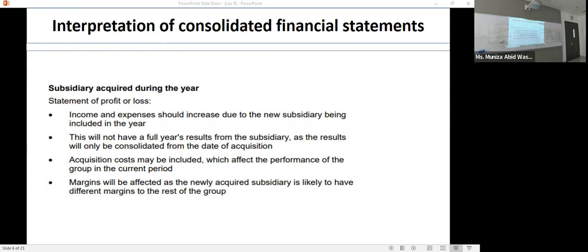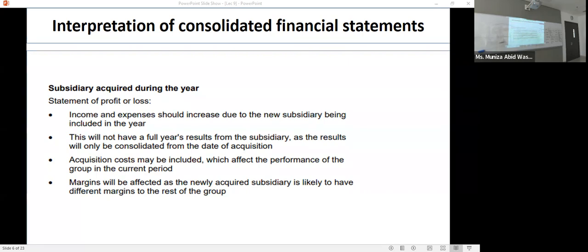So when the organization is purchasing or acquiring a subsidiary, and the subsidiary's incomes and expenses are also included in the group's financial statements, obviously the overall ratios are going to increase. So one of the reasons behind the increase of the ratios could be that the subsidiary has been purchased during the year. Then this will not have a full year's results from the subsidiary, as the result will only be consolidated from the date of acquisition.